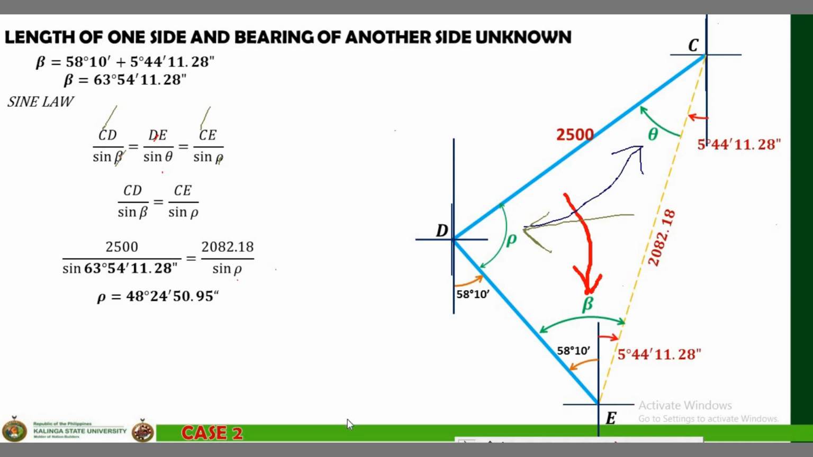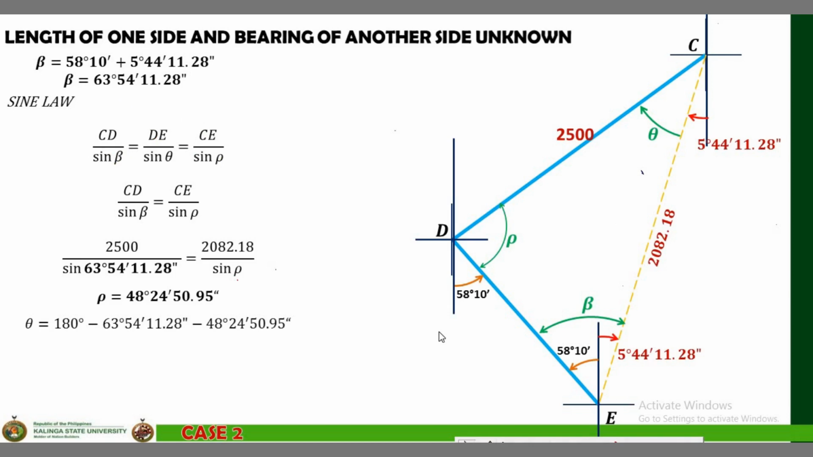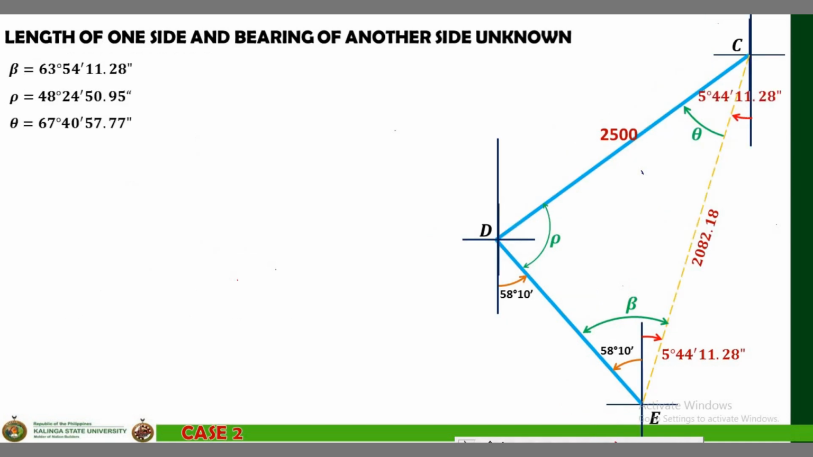So, nasolve ko na ngayon yung value ni beta at saka yung value ni rho. Ang kailangan ko na lang ngayon ay yung value ni theta para masolve ko yung ibang mga unknowns. So, to solve for the value of theta, all I have to do is to subtract 180 degrees minus beta minus rho. My theta is equal to 67 degrees, 40 minutes, 57.77 seconds. Yan. So, nasolve ko na ngayon yung mga values ng aking internal angles.